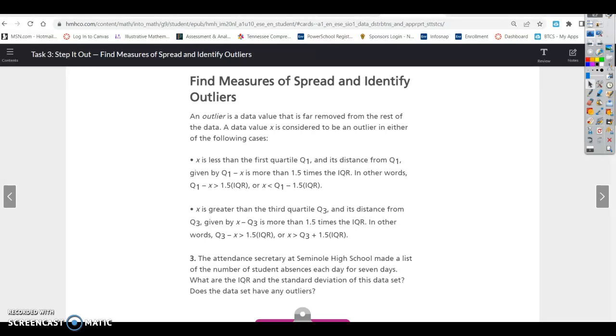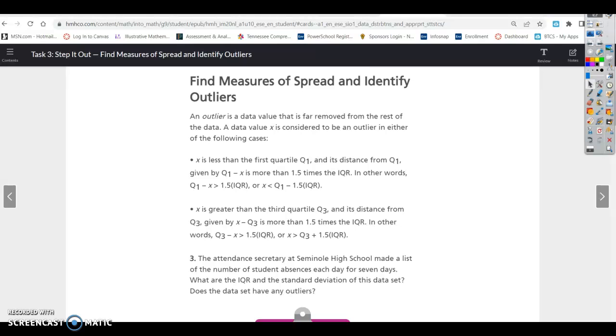Lesson 22.1, Task 3. Find measures of spread and identify outliers. An outlier is a data value that is far removed from the rest of the data. A data value X is considered to be an outlier in either of the following cases.